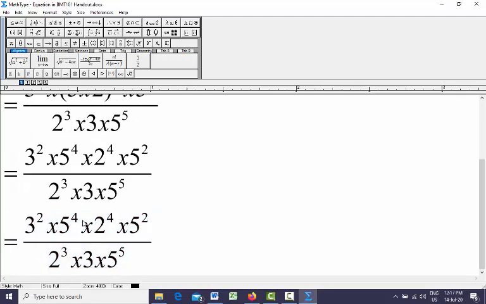So now as you can see, we have 5 power 4 and then we have also 5 power 2. So that means same base. So when you have the same base and you are doing multiplication, in that case powers will be added together. So 4 plus 2 is equal to 6. We will have 5 power 6 here. So now what we will do.